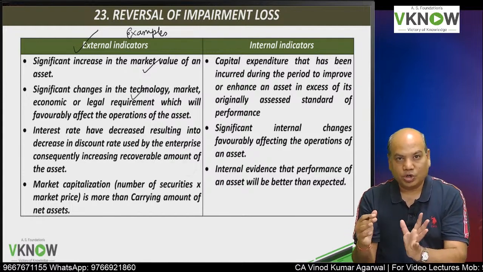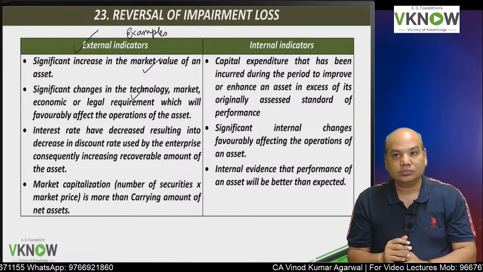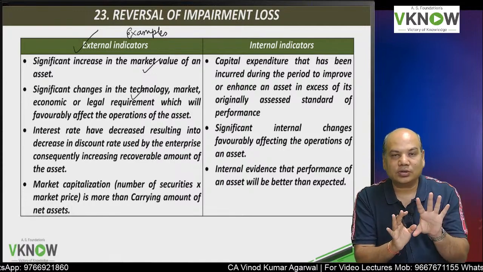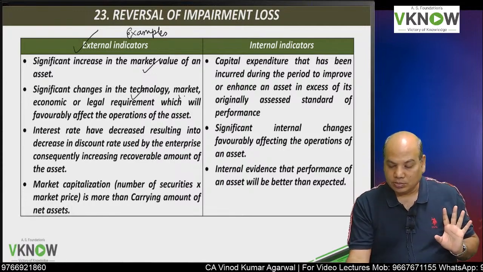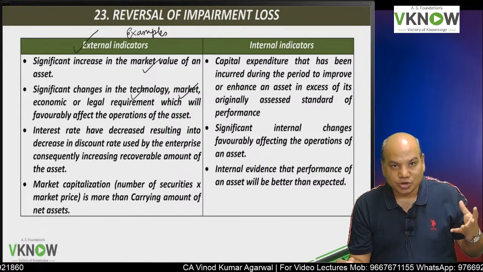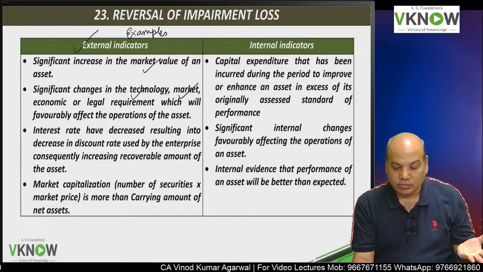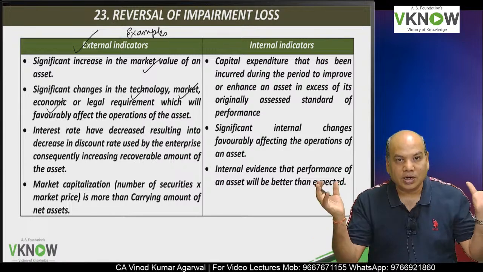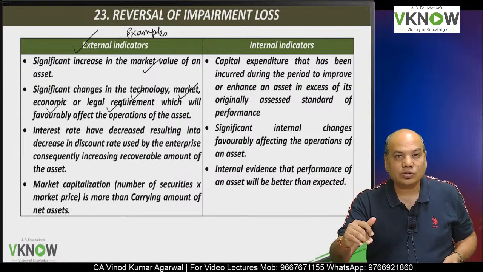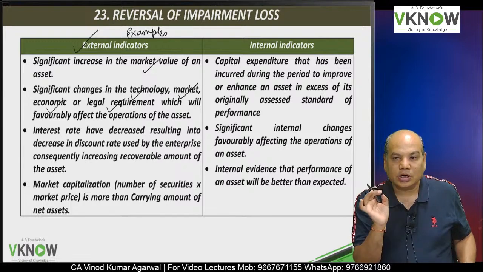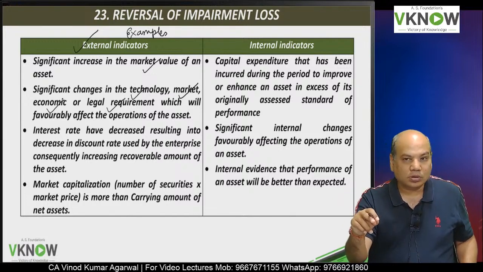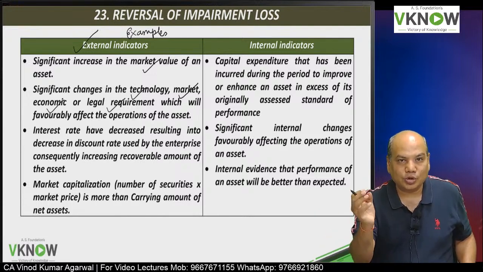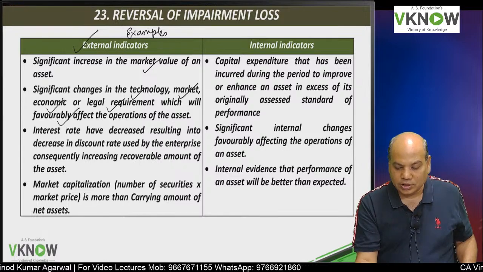Secondly, positive changes in technology. You have upgraded the technology so that it now matches the current market requirement. The market demand has again changed in favor of your product. The economy has boomed, there is growth, there is demand. Government law has also changed in your favor. Earlier the government had banned the product, now the government has removed the ban and you can manufacture that product, so your value in use will increase. So these are external indications.